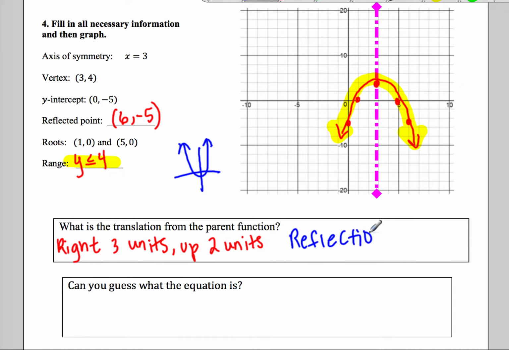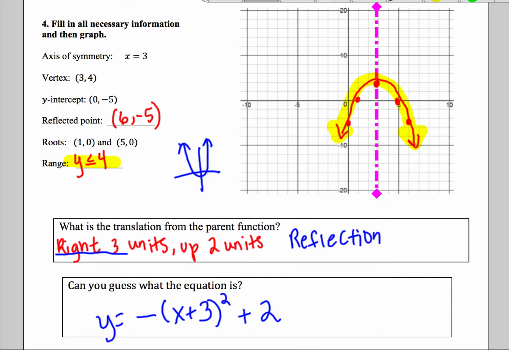Why don't you go ahead and take a guess what the equation could look like. I'll put in what it is here in just a minute. Hopefully you know if you're moving right 3 units, x is going to be subtracted 3. Don't be fooled there. Up 2 units, we're going to add 2, but the reflection has this interesting part where we make it negative.